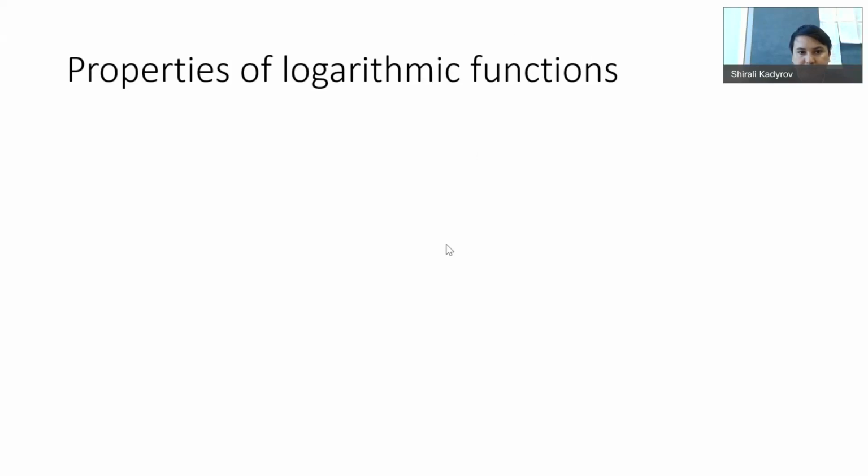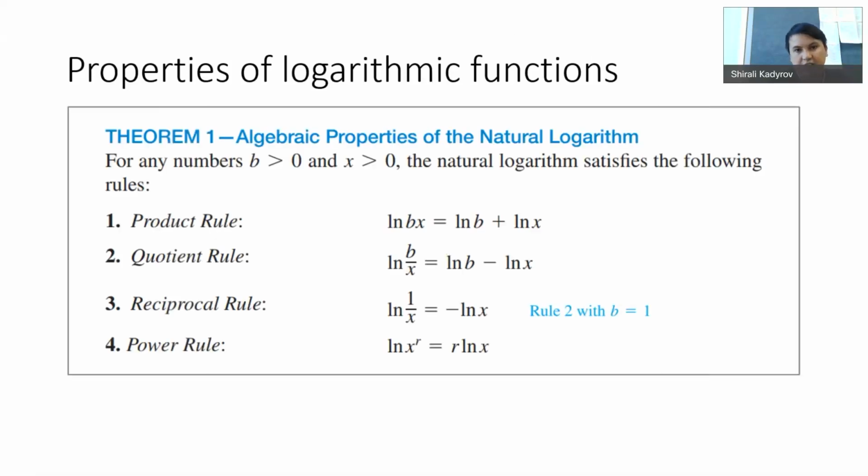Okay, properties of logarithms. They have very interesting properties, as you probably know. The product rule. Here it's given for the ln, the natural logarithm, but the same applies for any logarithm with any base. So ln of b times x is ln b plus ln x. Ln of b over x is ln b minus ln x. Ln of 1 over x is minus ln x. You can get this from the previous one. And then ln of x to the power r: you see this power r goes to the front, right? So these are nice rules of logarithms when it comes to algebraic manipulations.